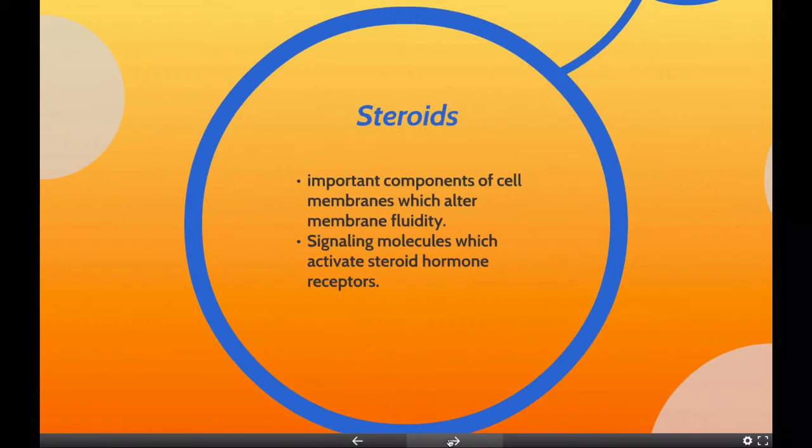A steroid is an organic compound with 4 rings arranged in a specific molecular configuration. Examples include the dietary lipid cholesterol and the sex hormone testosterone. Steroids have 2 principal biological functions. Certain steroids, such as cholesterol, are important components of cell membranes, which alter membrane fluidity, and many steroids are signaling molecules which activate steroid hormone receptors.